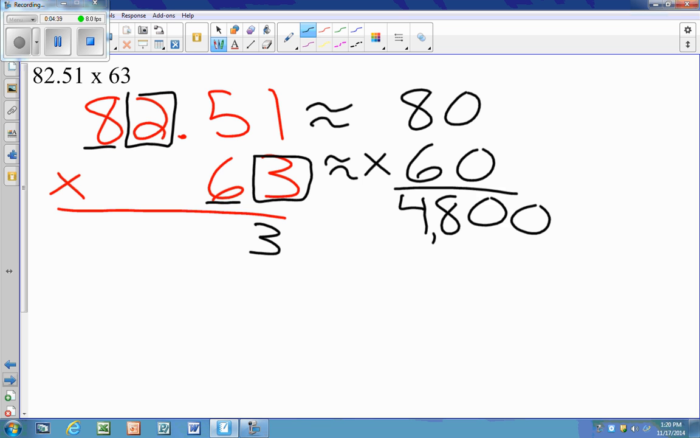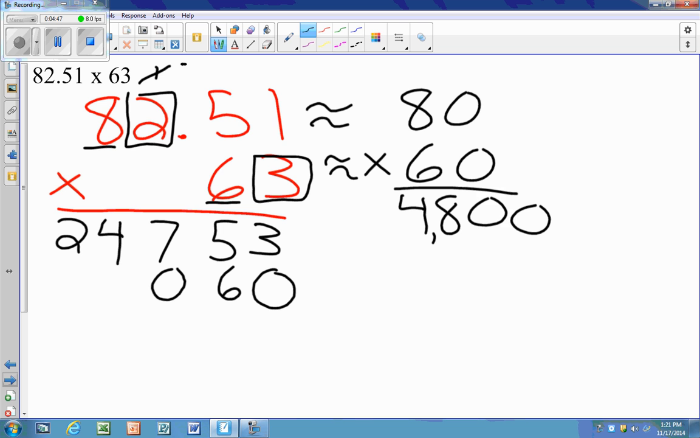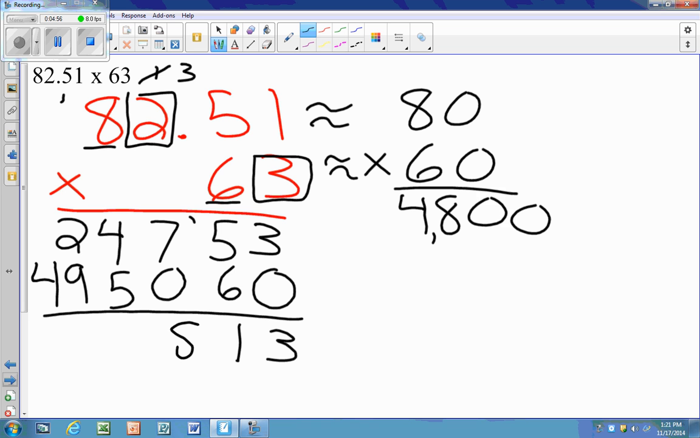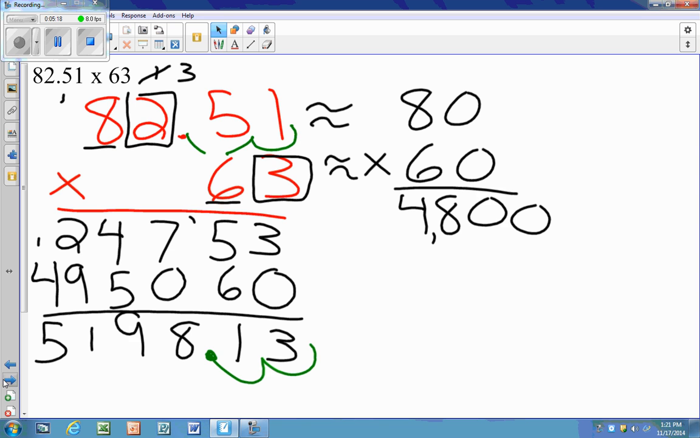So now I'm going to multiply. Start my new row. And now I'm going to say, well, 519,813 is not close to 4,800. But let me check again with the decimal situation. Two jumps, two jumps. 5,198 is close to 4,800, so that is a reasonable estimate.